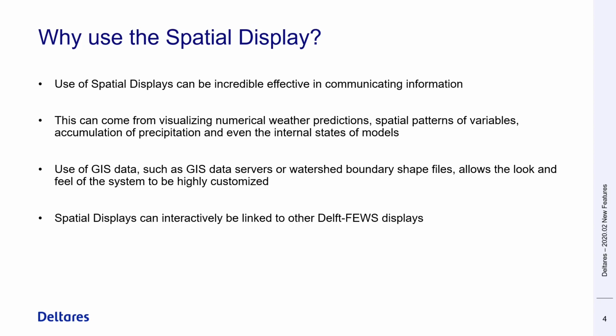Well, that's because spatial displays can be quite effective in communicating information. Nowadays, a lot of information that we receive has a spatial component. Of course, that's the case for remote sensing data, numerical weather predictions or radar data, but it's also very useful to look at sensors and stations that we have available and to see the values in a spatial sense. So we can also include GIS data or GIS data services, many shapefiles.